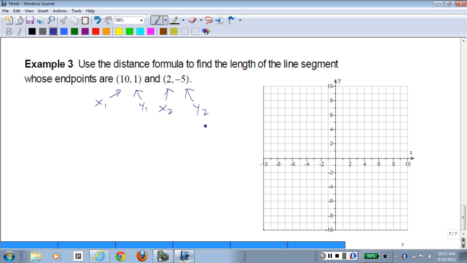Now, it turns out not to matter which one we call x sub 1, y sub 1, and which one we call x sub 2, y sub 2. Either way is fine. 10, 1 is right there, and 2, negative 5 is right there. So I'm going to connect the dots, and what we're actually trying to find is the length of this line segment, the distance between those 2 points.